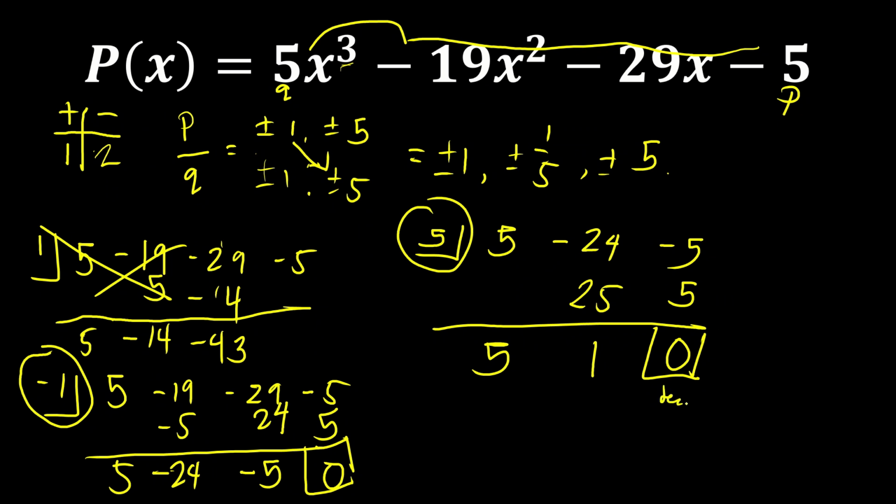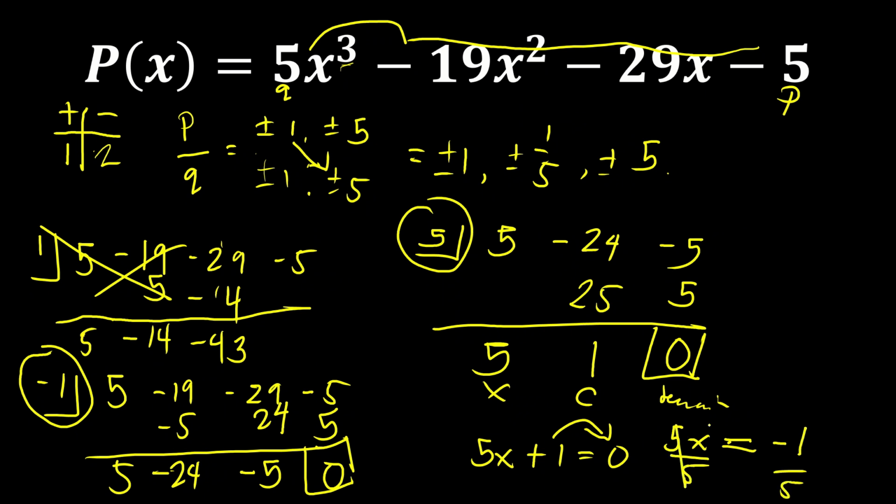Now, ito ay remainder. Ito yung constant. Ito ay si x. So, that means we will have 5x plus 1. And since x na lang to, so equates to 0. Lipat si positive 1 sa kabila, so we will have 5x is equal to negative 1. So, divide by 5, divide by 5. So, we have x is equal to negative 1/5. So, nakuha na natin yung tatlo, di ba? We have negative 1, negative 1/5 kasi dalawang negative daw, then positive 5.